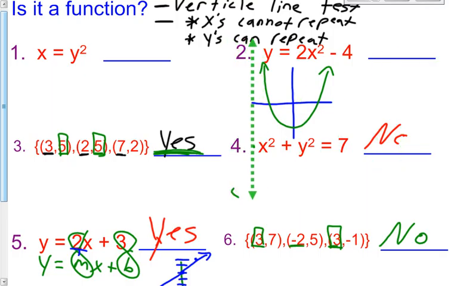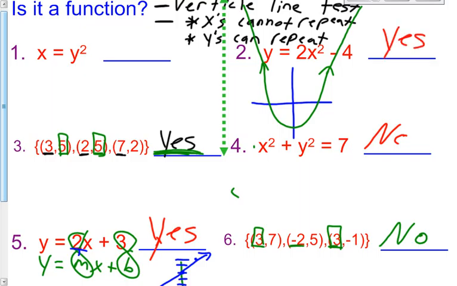Going from left to right, it touches only once. And these lines mean that it continues to go up and to the right forever, and up and to the left forever. So you guys know that it will continue touching only once as it goes up and to the right, and only once as it goes up and to the left. So number 2, parabolas are one-to-one functions. You would say yes for this one. This one is a function.